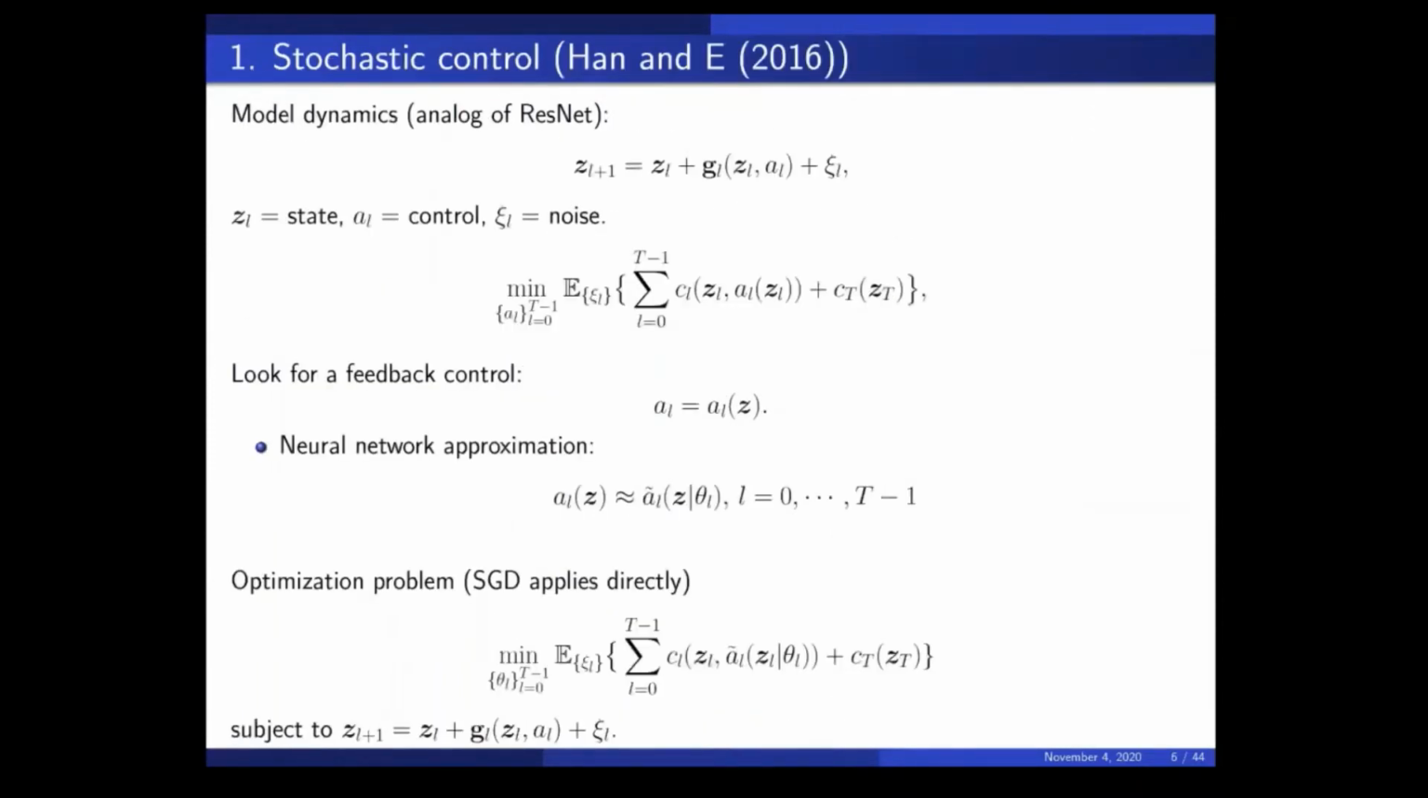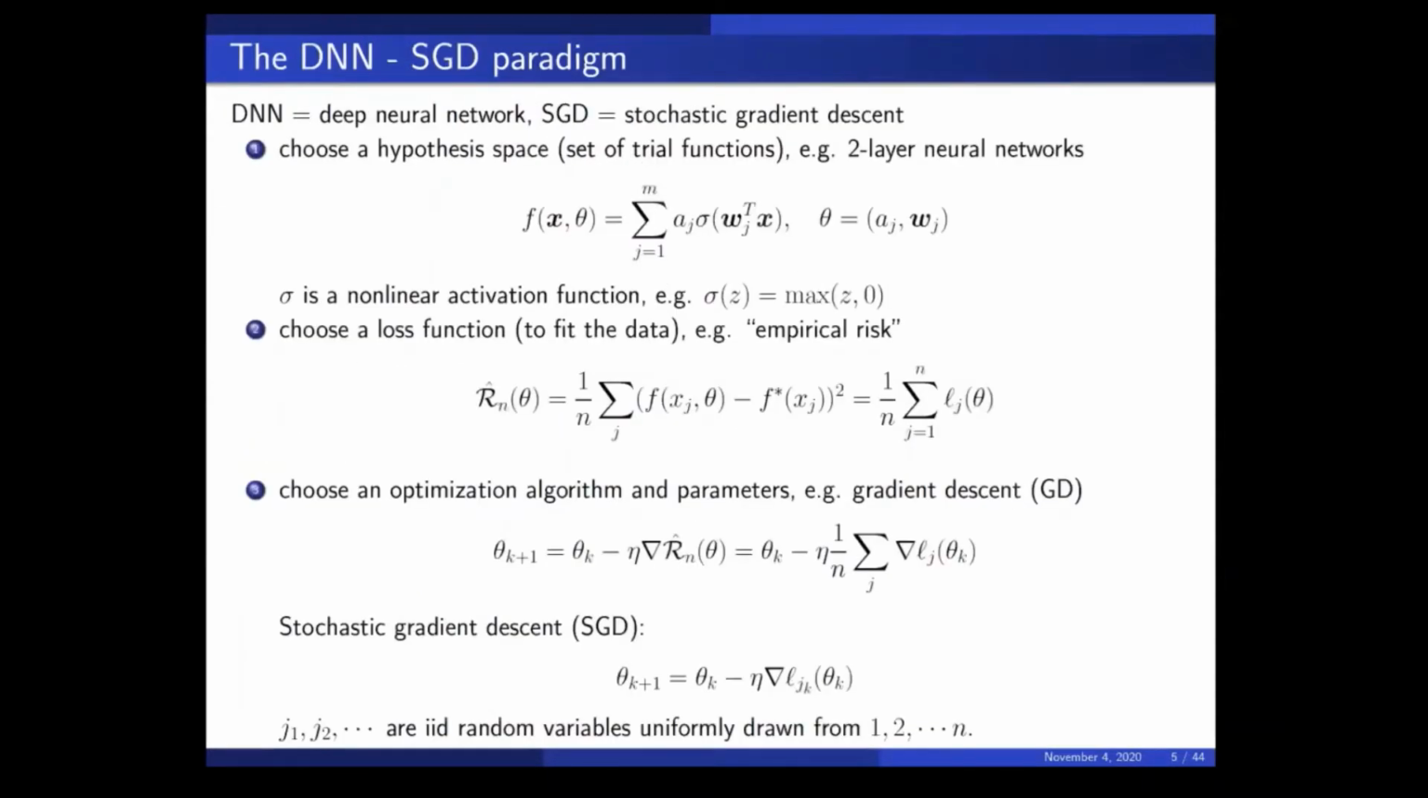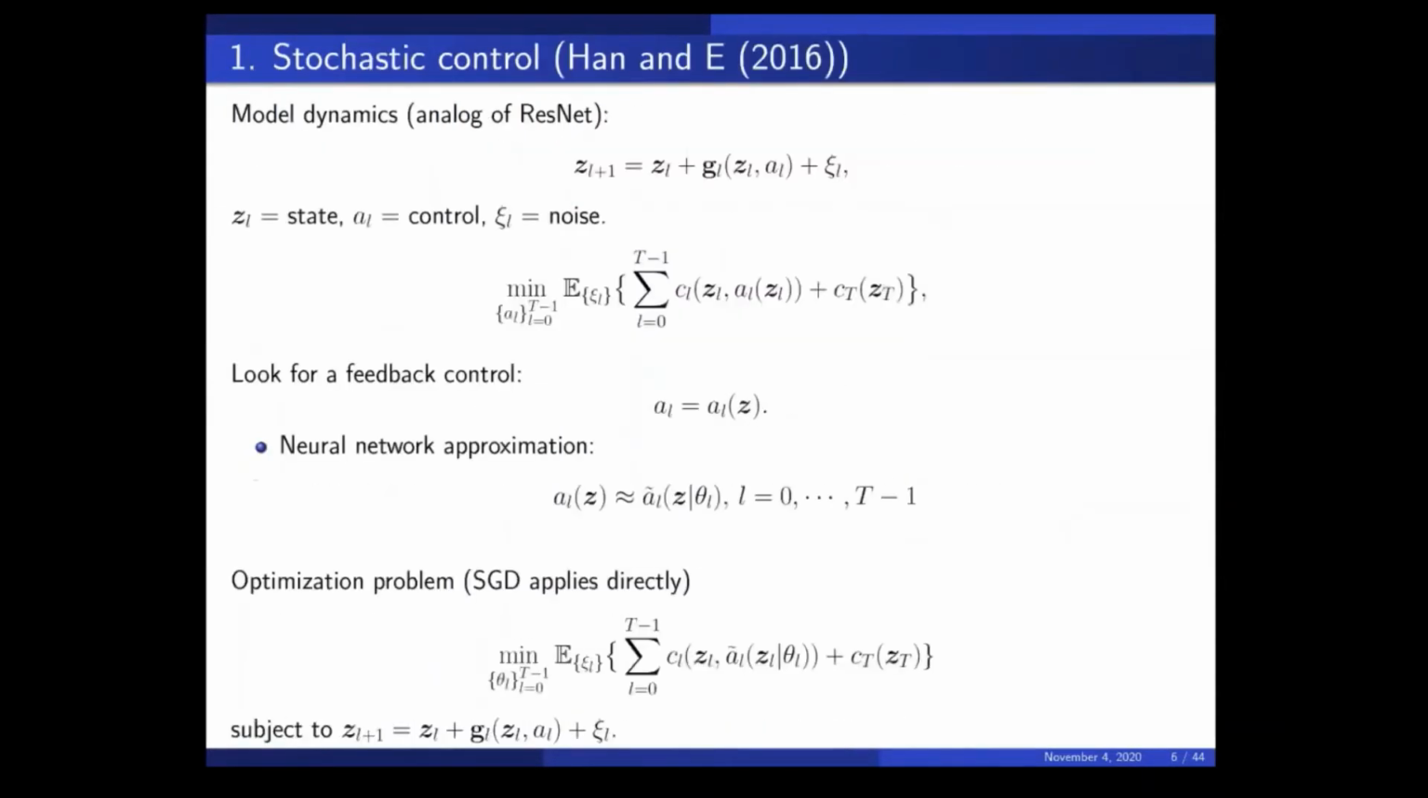Now, given these, I'm going to explain some applications in scientific computing or computational science. The first example is a stochastic control problem, and I think this is the very first example of applying deep learning to problems in scientific computing.